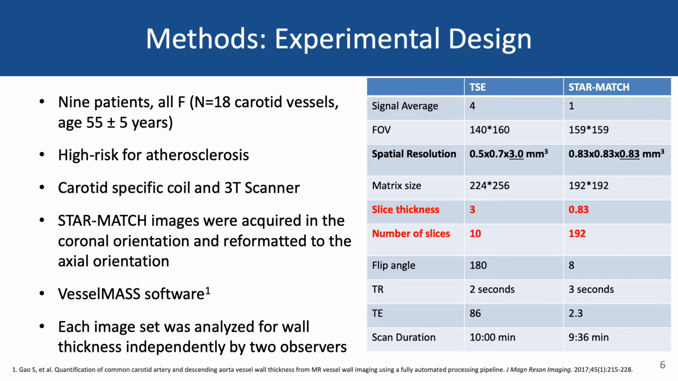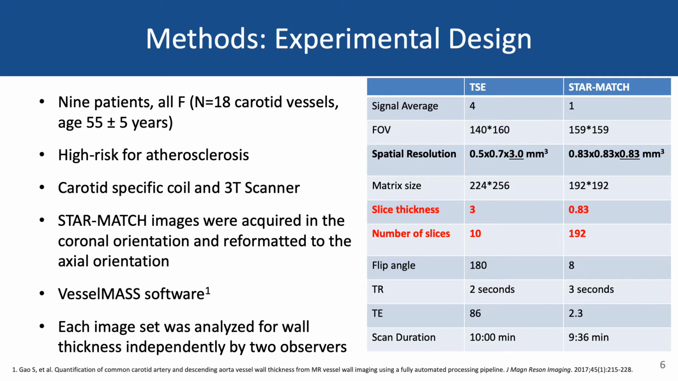The study population included 9 female patients at high risk for atherosclerosis, and they were scanned using a 3 Tesla MR system. STAR-MATCH images were acquired in the coronal orientation and reformatted to the axial orientation. We only analyzed the black blood contrast image. Even though STAR-MATCH has a bigger field of view, we only analyzed the overlapped slices between STAR-MATCH and TSE. Each image set was analyzed for wall thickness independently by two different observers using VesselMass software.